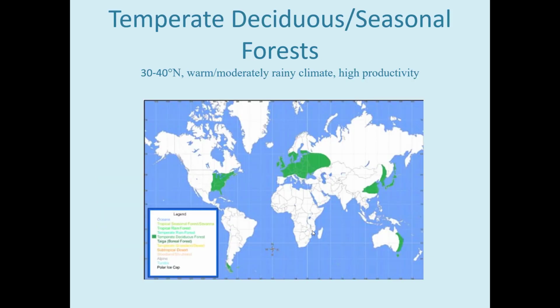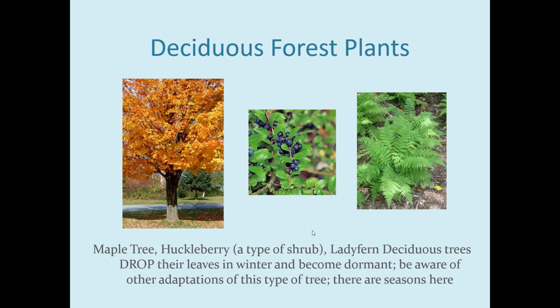All right, so temperate deciduous forests are found 30 or 40 degrees north of the equator. It's warm and moderately rainy with high productivity. So lots and lots of plants, which means you have lots and lots of different animals there. These trees are deciduous. What does that mean? Deciduous means that they drop their leaves in winter, and I'm specifically talking about the trees, and they become dormant. Dormant is what we call plants when they hibernate.